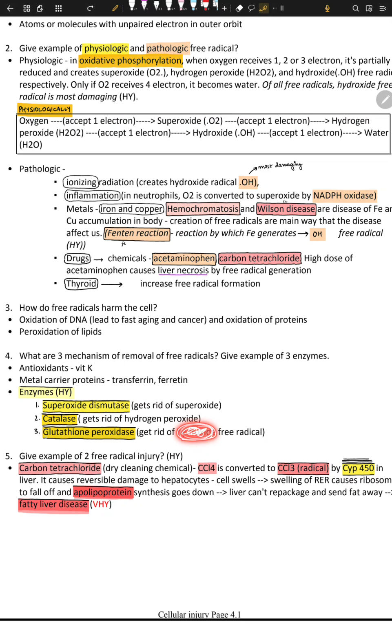If you have a deficiency of glutathione peroxidase, you will not be able to get rid of OH. If you have a deficiency of catalase, you will not be able to get rid of H2O2. If you have a deficiency of superoxide dismutase, you will not be able to get rid of superoxide. So each deficiency can lead to its own disease.